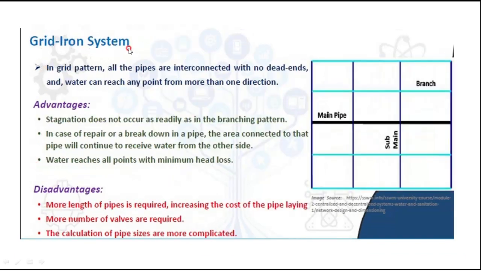Next one is the grid iron system. Grid iron system means, as usual, grids are made. Your streets are there, and then colonies are there. Based on that, grids are made, and pipes will come. These main pipes, and from that sub mains, and from that branches it will go. Again, it is not a dead end. It is also closed end, meaning water can circulate from one point to another point. Then again, advantages and disadvantages, you can pause and read. They are self-explanatory, therefore I am not reading them. It doesn't mean that I cannot explain, but they are self-explanatory.